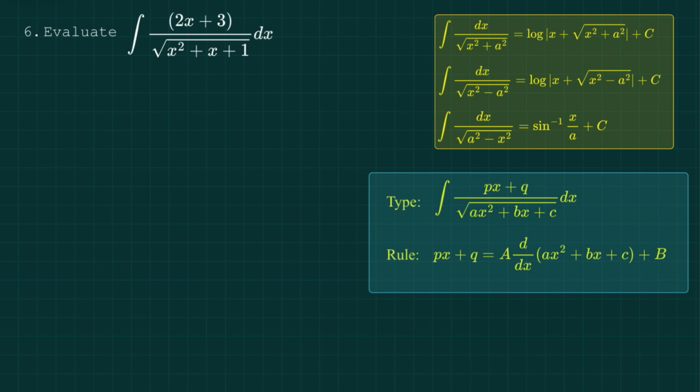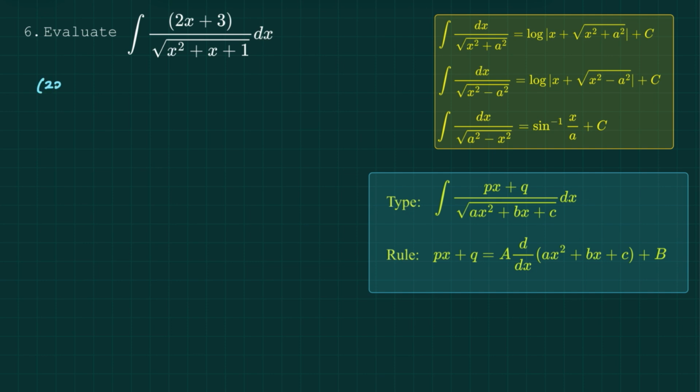Question 6. Evaluate the integral of 2x plus 3 over the square root of x square plus x plus 1. So this is in the form of linear over square root of quadratic, and the rule is same as before. Here we will try to split this linear polynomial at the numerator into two terms, and we will split this integral into two parts. For that, the rule is we have to assume the linear polynomial equals a into the derivative of the denominator plus b.